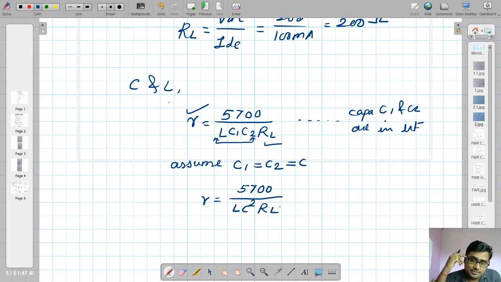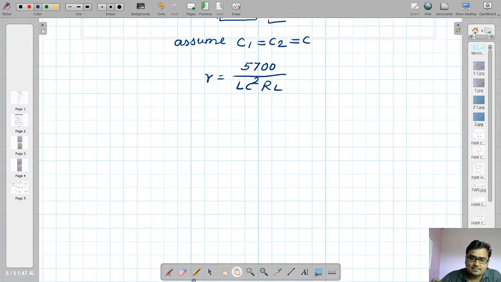But even after simplification, one inductor and one capacitor is still unknown. Either I need the capacitor value to calculate the inductor, or I need the inductor value to calculate the capacitor. Ripple is given, load resistor is known, L and C are not known. So we need the value of either one of them. So who will give this value? Our sense will give it to us.